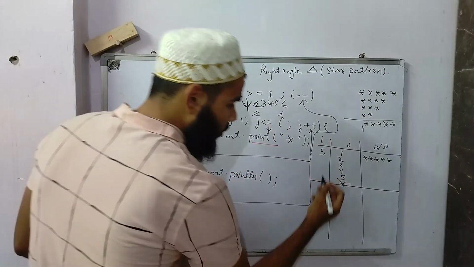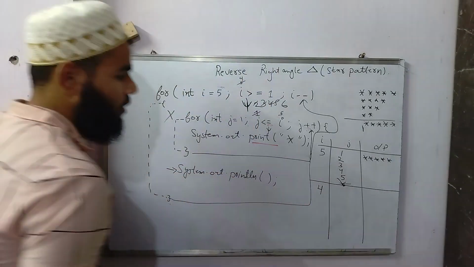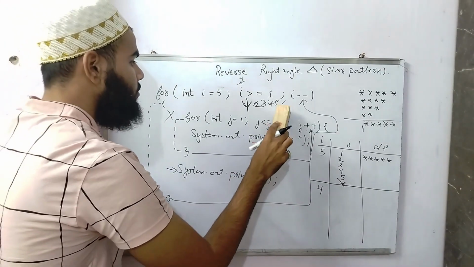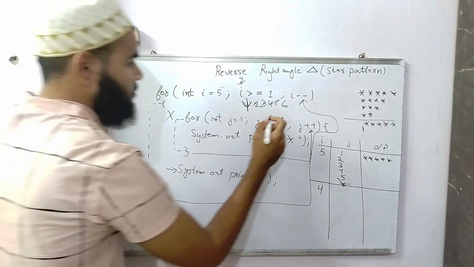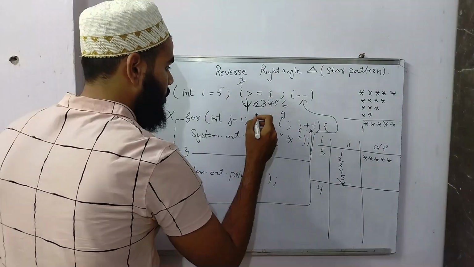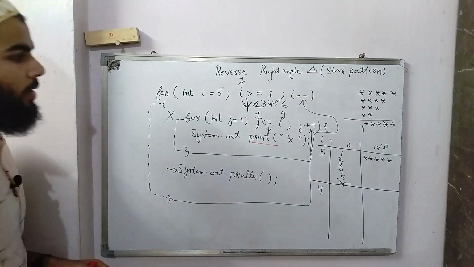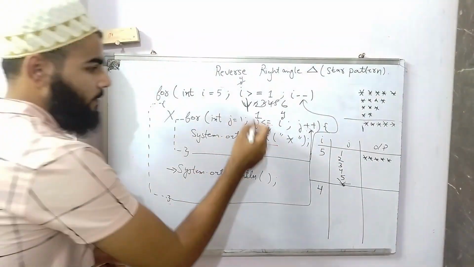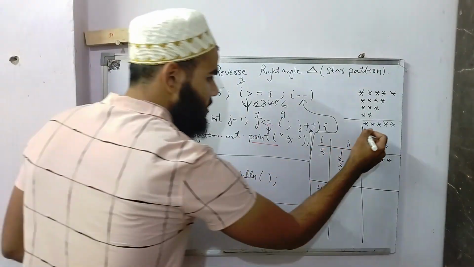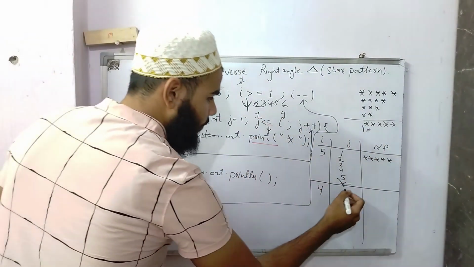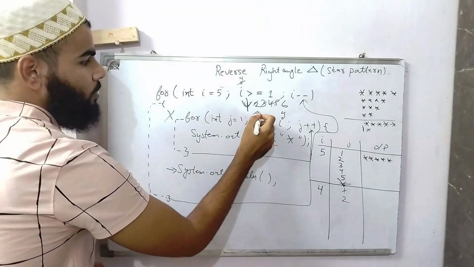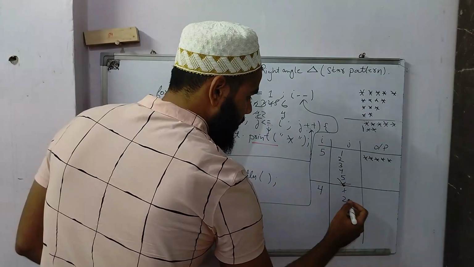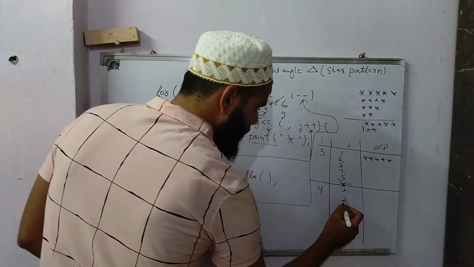But this time the value of I was not 5, but 4. And here the 4 will be checked. Is 4 greater than or equal to 1? Or we can say, is 1 less than or equal to 4? And of course 1 is less than 4. Since 1 is less than 4, this will go inside and 1 star will be printed. The 1 will become 2. Is 2 less than or equal to 4? Yes, again the star will be printed. And now this will become 3.